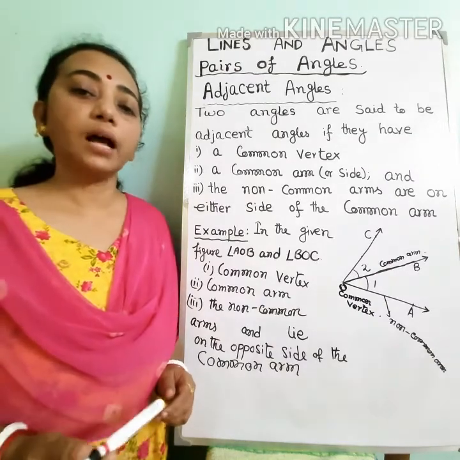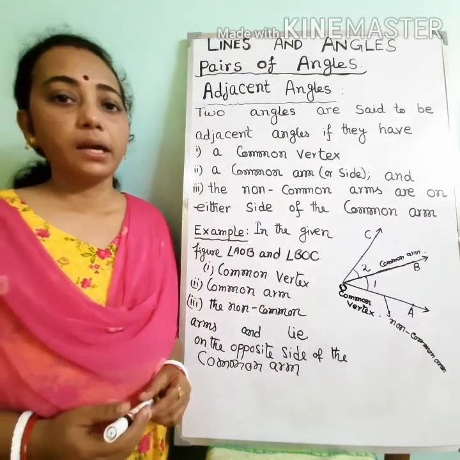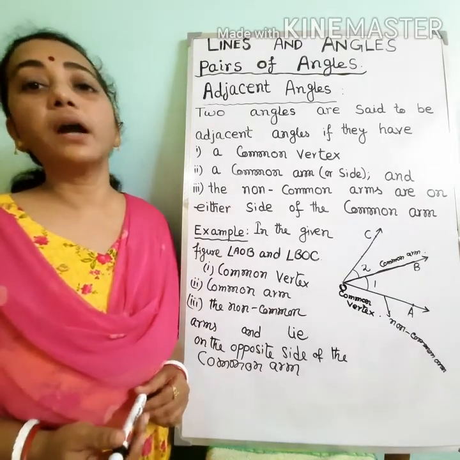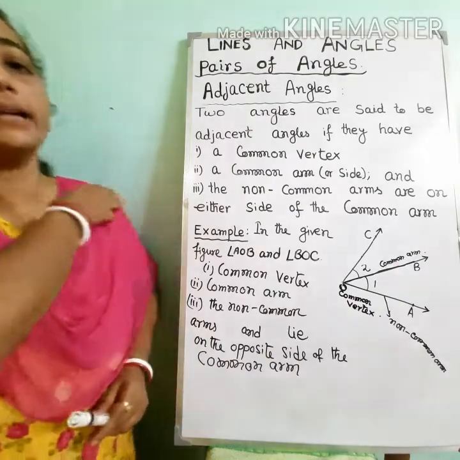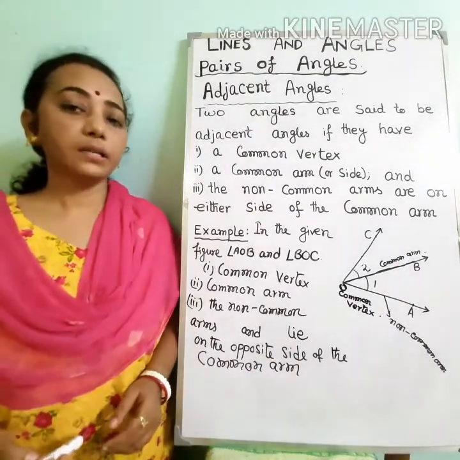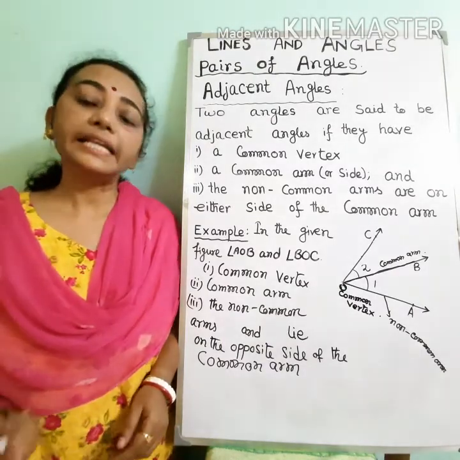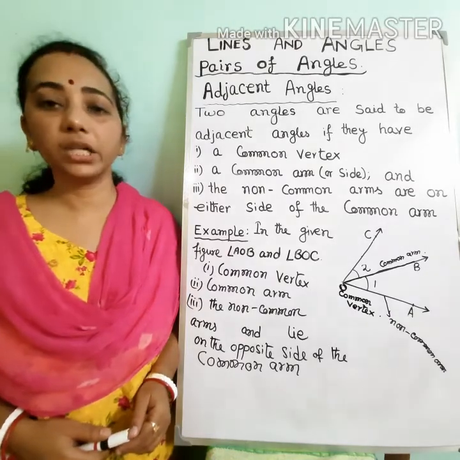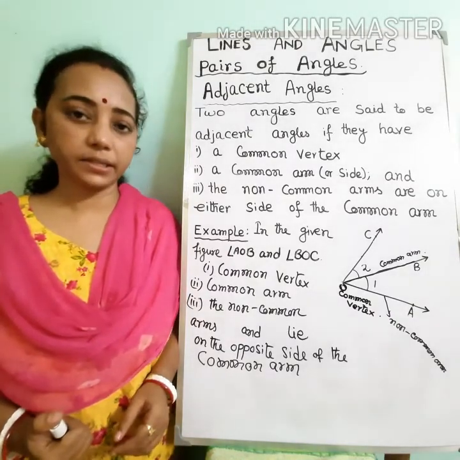Today in this class you will learn about the chapter lines and angles. In our previous class we learned about some pairs of angles, that is complementary angles and supplementary angles. So today we will discuss some more pairs of angles, that is adjacent angles, linear pair of angles and vertically opposite angles. Let us first talk about what are adjacent angles.